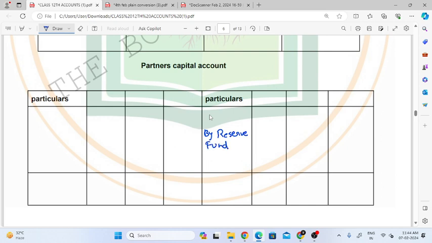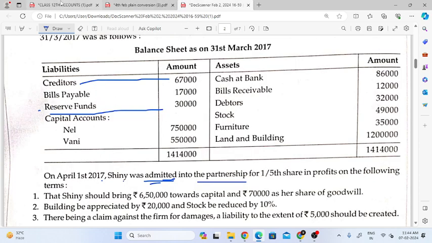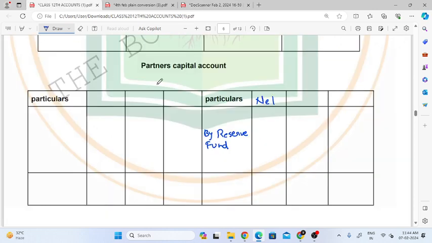So this we have to write over here as by reserve fund. I'll write the names, Neil and Vani as of now, and then they admitted Shiny. Neil, Vani and Shiny. Next, reserve fund we got of Neil is 22,500. Then we got of Vani as 7,500.